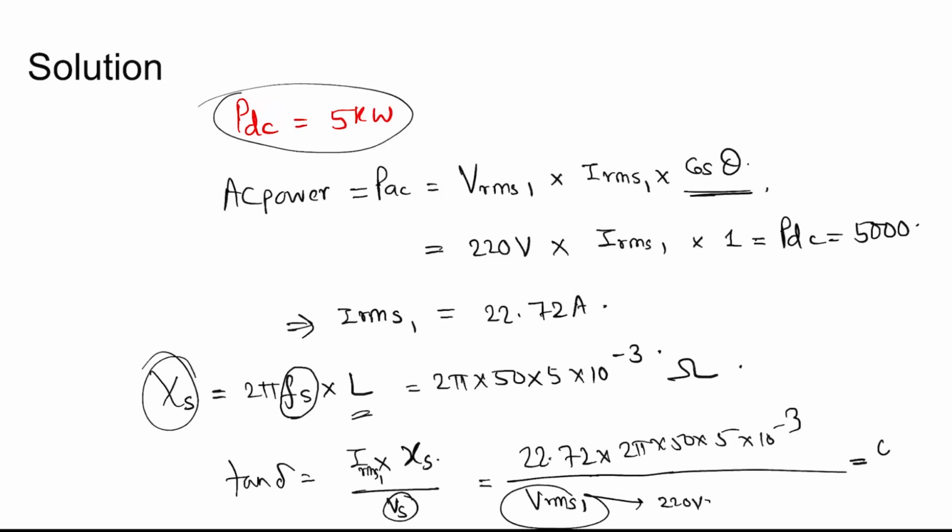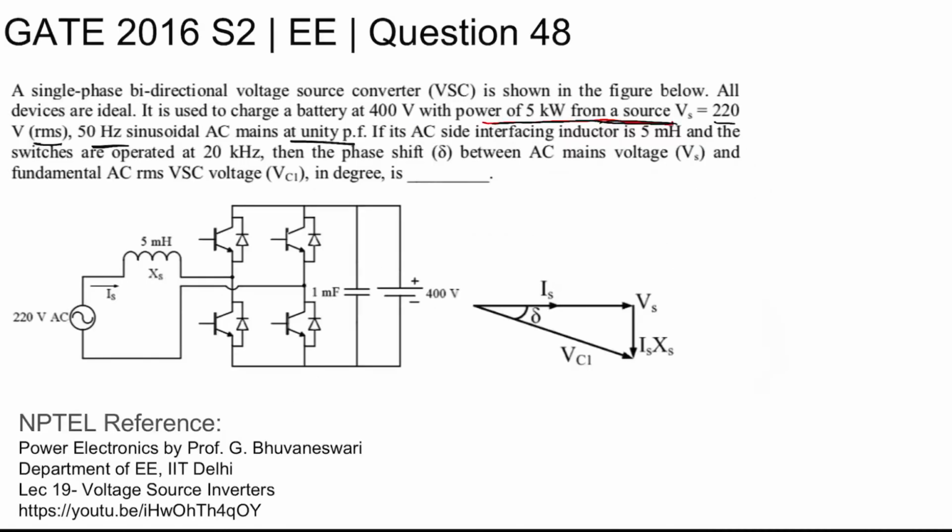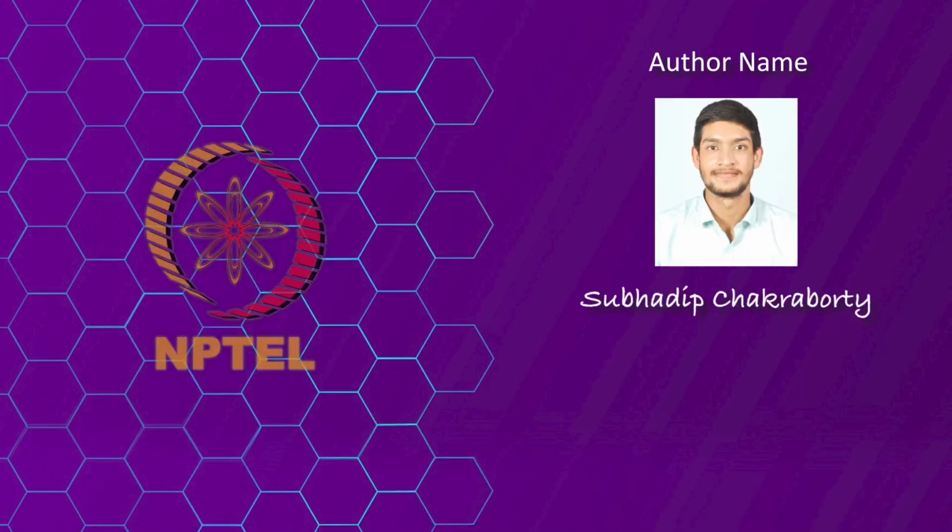So now tan delta is coming out to be 0.162. So delta in degrees is 9.2 degrees. So this is the answer. The phase shift delta, this angle, is 9.2 degrees.